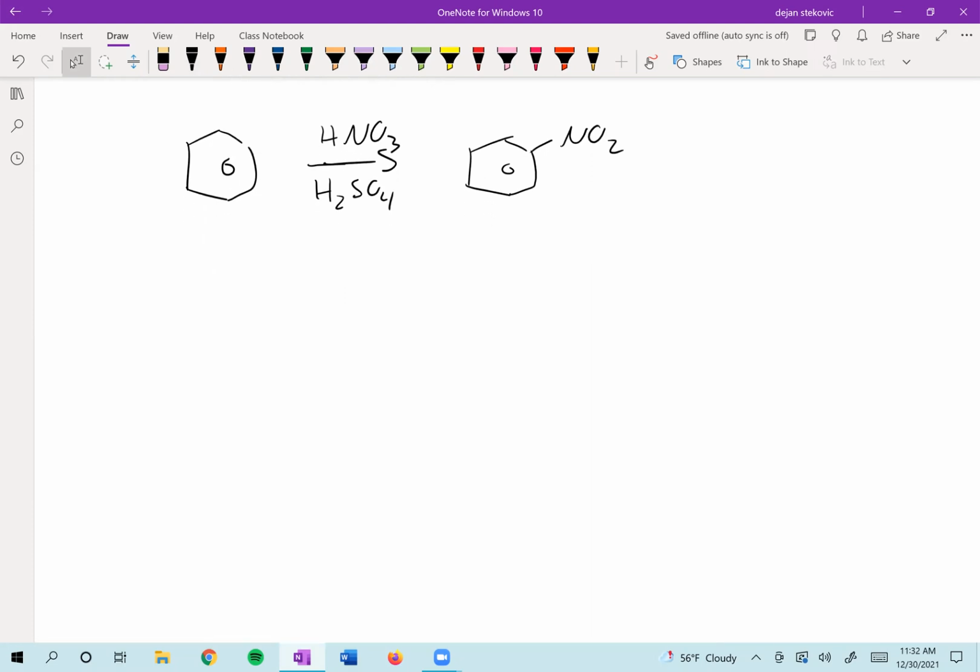So you might be asking yourself, what's the point of the sulfuric acid? Well, as we've learned, we need to activate our electrophile. So that's going to be what helps us activate our electrophile. Let's go ahead and take a look at the mechanism of this.